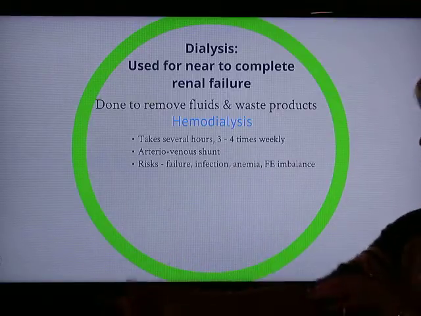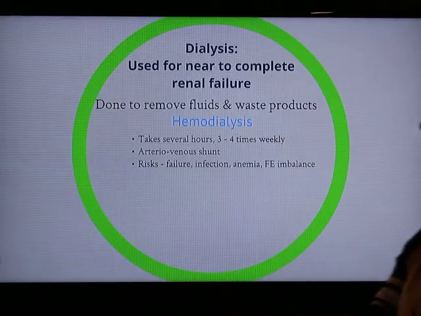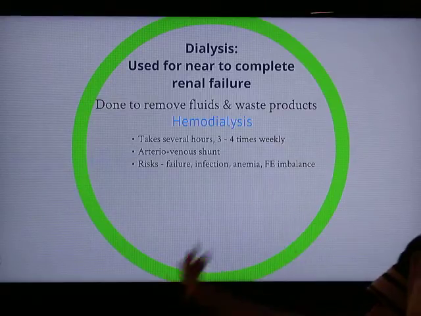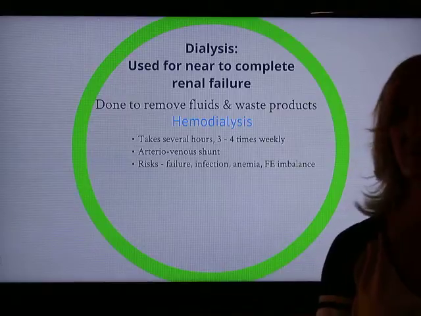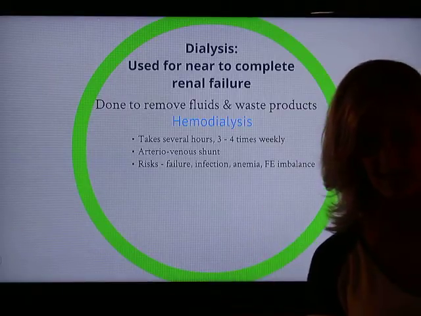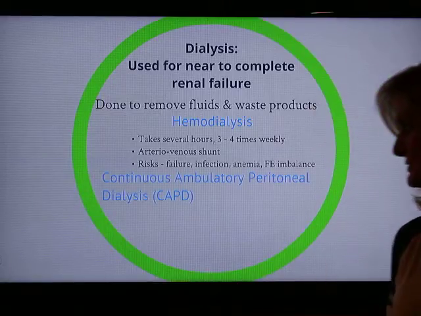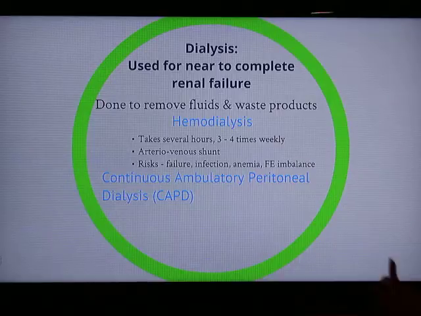But you need to be very careful. The patients are high risk for infection because it's going right into an artery and vein. They're high risk for anemia. They're high risk for fluid and electrolyte imbalances. You need to be careful that when they stand up, they don't have orthostatic hypotension following hemodialysis. So there's a lot of nursing care that goes into a patient on hemodialysis.